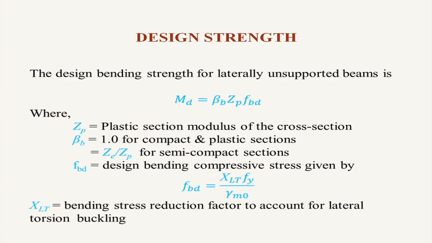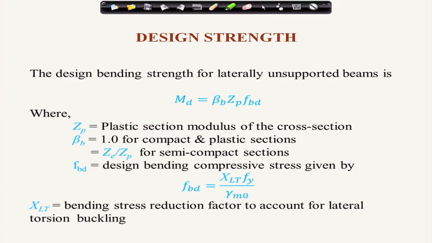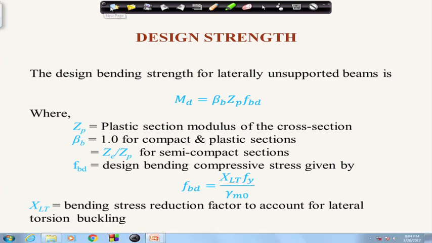That is, first we can find out design strength. So, the design strength for lateral torsional buckling has been calculated as per the codal provisions, and I am very quickly going through those formulas which I have written by hand. So, we can see that first we have to find out the design bending strength for laterally unsupported beam from this formula, that is M d is equal to beta b z p f b d.